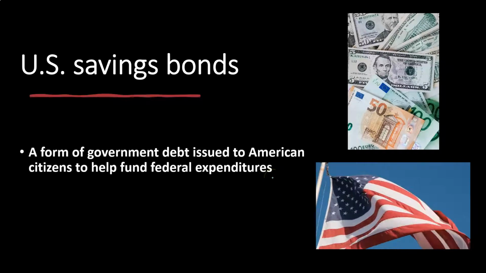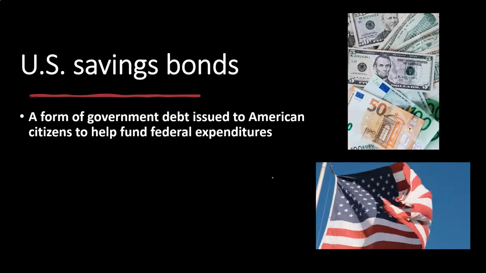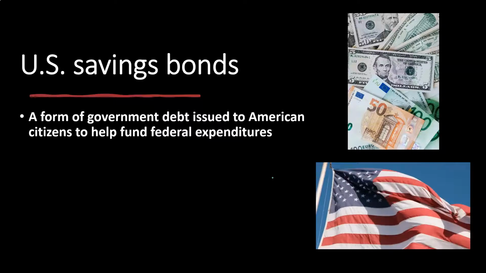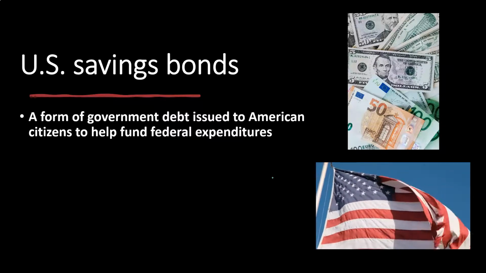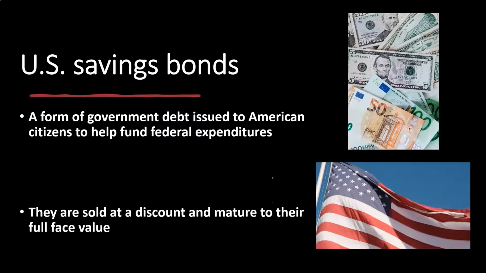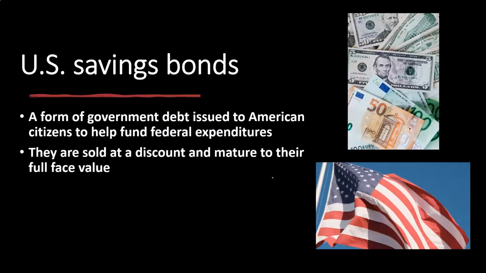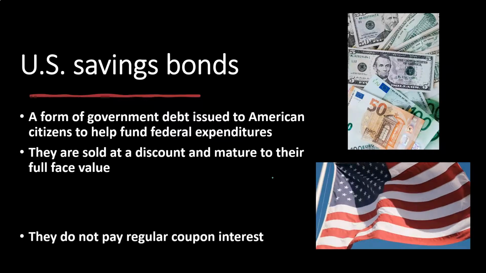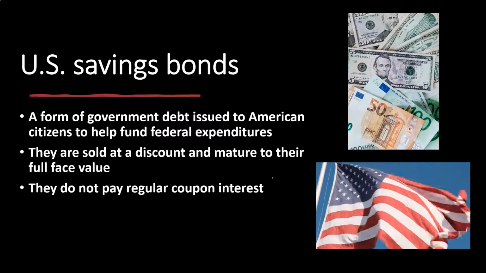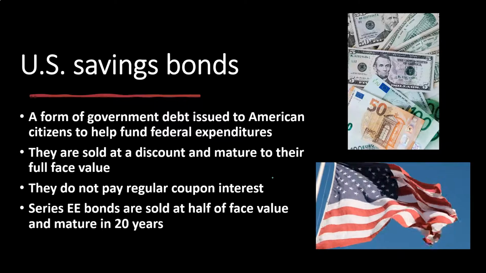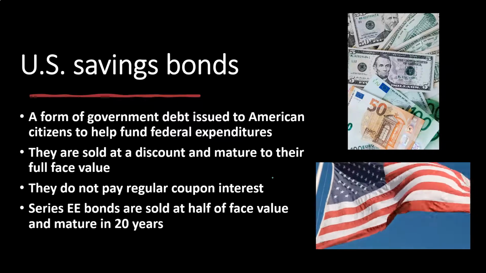Next, we have U.S. savings bonds, a form of government debt issued to American citizens to help fund federal expenditures. So this is basically debt that's coming from the government, and due to the fact that it's coming from the government, you have some benefits related to that. They are sold at a discount and mature to their full face value. They do not pay regular coupon interest. Like other bonds that pay coupon interest, either yearly or semi-yearly, oftentimes these do not.